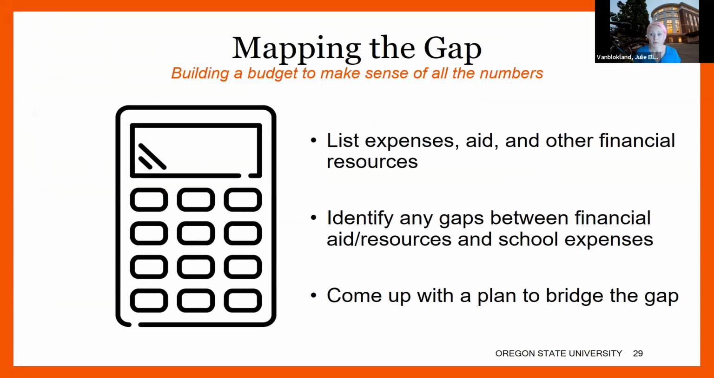So, mapping the gap. For a lot of students, they don't get enough financial aid from their FAFSA to cover all of their expenses. So it's super important to make a detailed budget to figure out how you're going to cover all of your expenses, so you don't come to OSU and you don't know how to pay for it, you have a huge balance owed, and it can get really stressful. So you want to have a plan.